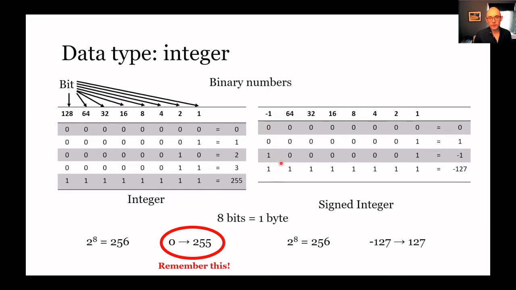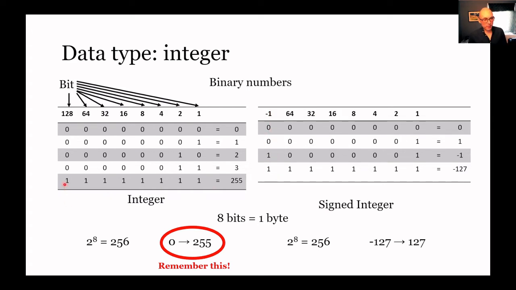Now, because we've used this space to represent whether it's a positive or a negative number, we don't have 128. We don't have this column for storing the number 128. That's gone, which means that we can only get to between minus 127 and plus 127, because the sum of these is 127. 127 plus 128 is 255, but we don't have the 128 there. We just have this to say whether it's positive or negative.